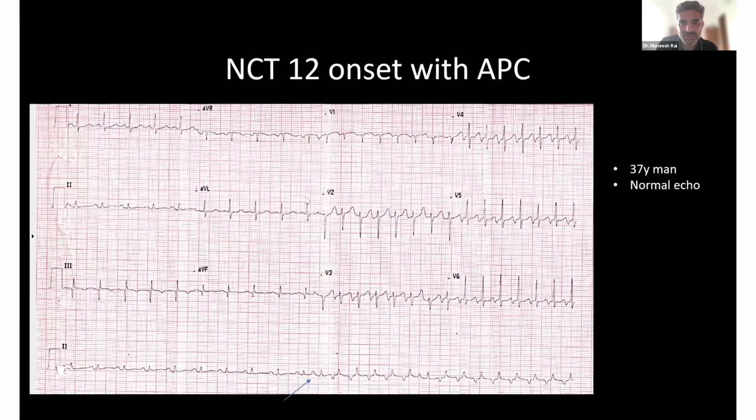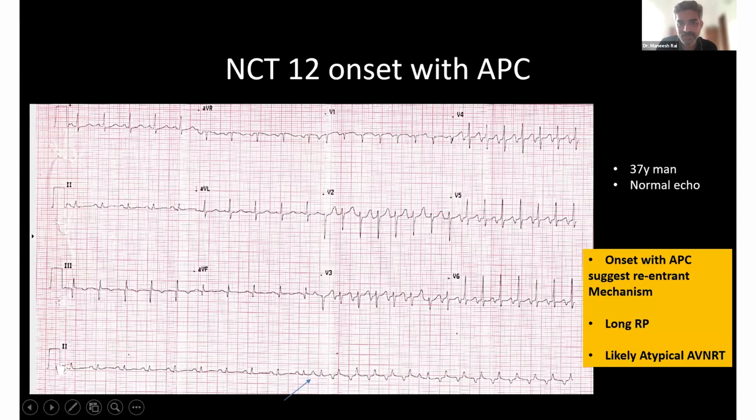So if you look at this ECG, a narrow QRS tachycardia, irregular, and you can see an ectopic triggers of a long RP tachycardia. So this is an ectopic triggering of a re-entrant tachycardia. You can see the ectopic is of a different morphology from the next beat. So this is unlikely to be an atrial tachycardia, likely to be an atypical AVNRT.